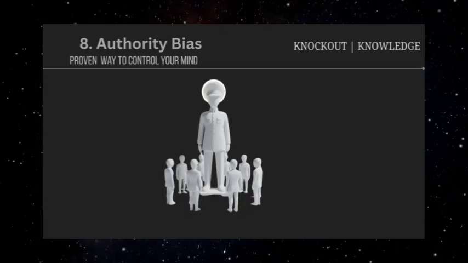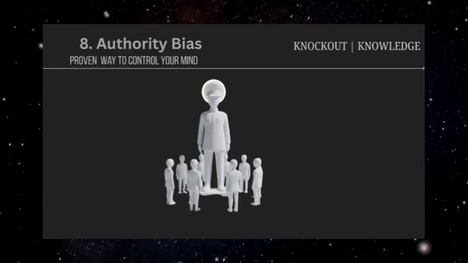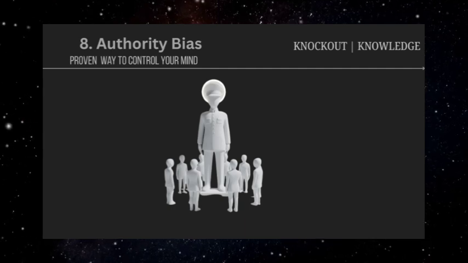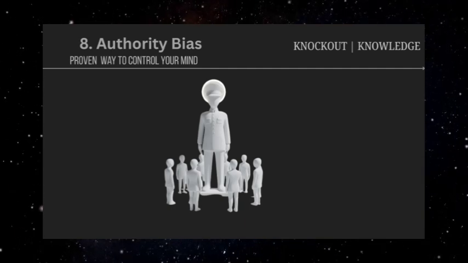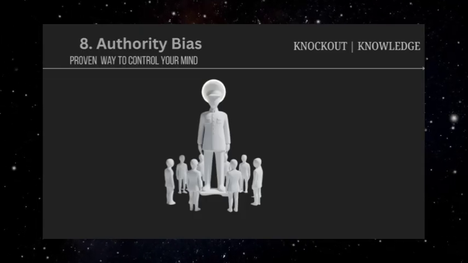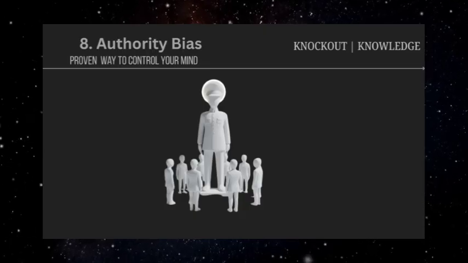Authority bias also explains why people often comply with unreasonable requests when they come from perceived experts. In famous psychological experiments, people were willing to administer what they believed were dangerous electric shocks simply because someone in a lab coat told them to continue. The authority figure's presence overrode their natural reluctance to harm others.